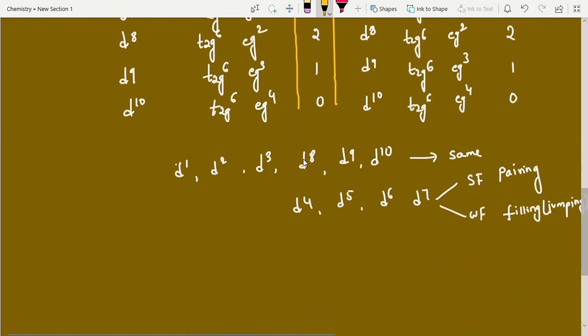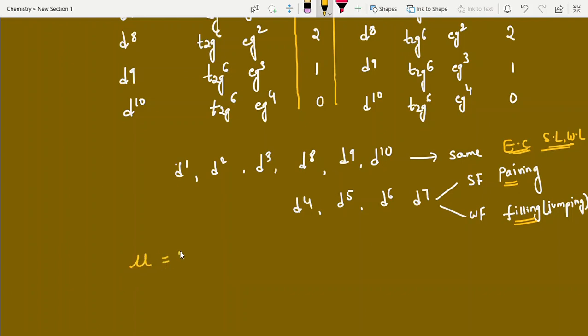D1, d2, d3, d8, d9, d10 have the same electronic configurations, whether it is strong field ligand or weak field ligand, no issue. Only in d4, d5, d6, d7 is there a change. Strong field means pairing will go, and weak field means filling and then jumping. Instead of pairing, jumping takes place. Okay, that's it. Next, afterwards, they ask about magnetic moment.